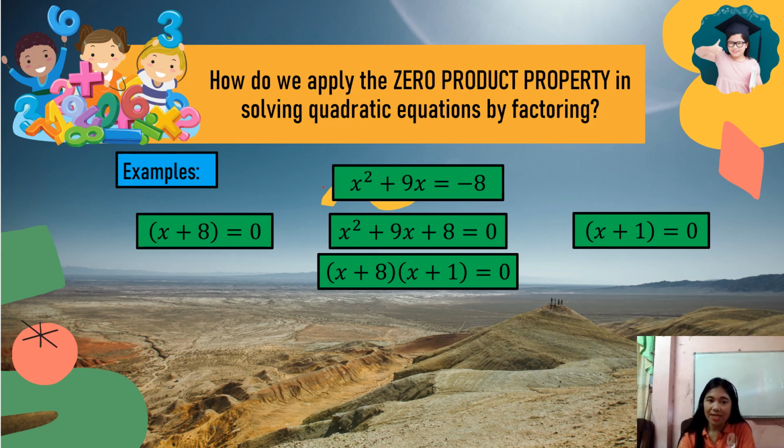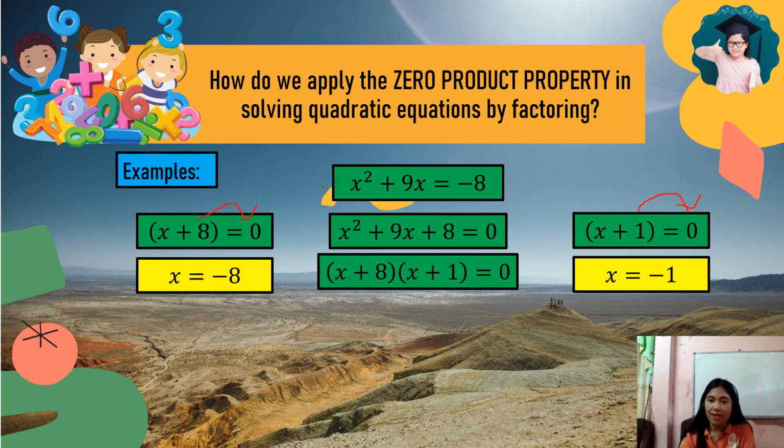To solve for x, we simply transpose 8 to the other side, thereby changing its sign. We do the same with the 1: transpose it there, so its sign changes. So, therefore, we have values of negative 8 and negative 1 for x. Okay? So, we're actually done. But if you have more time, you can do some checking.